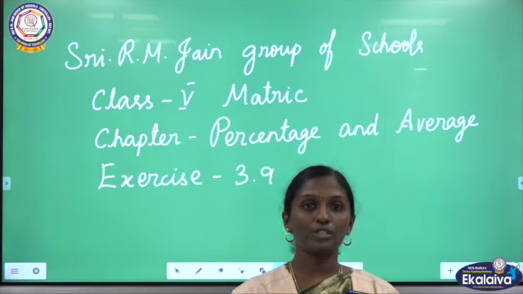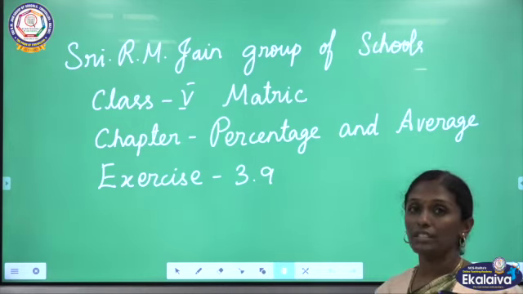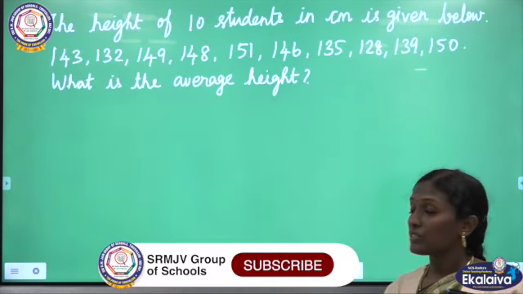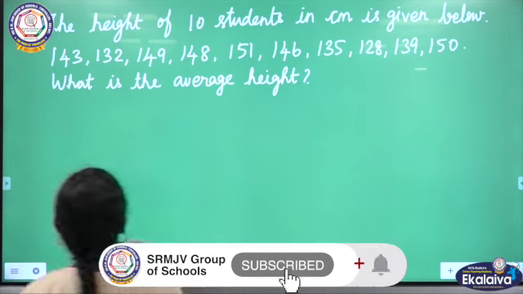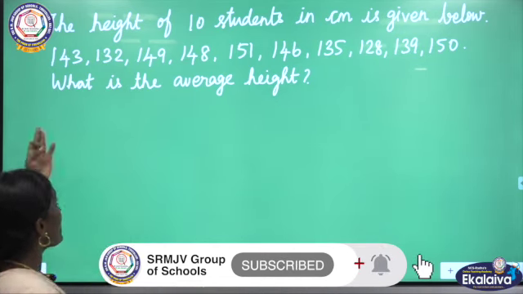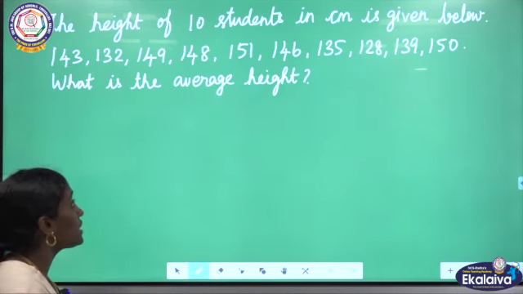Today we are going to do the problems in exercise 3.9 from the chapter percentage and average. In this exercise we are going to do the word problems. The first question, the height of 10 students in centimeter is given below. Here the height of 10 students is given. We are going to find the average height.